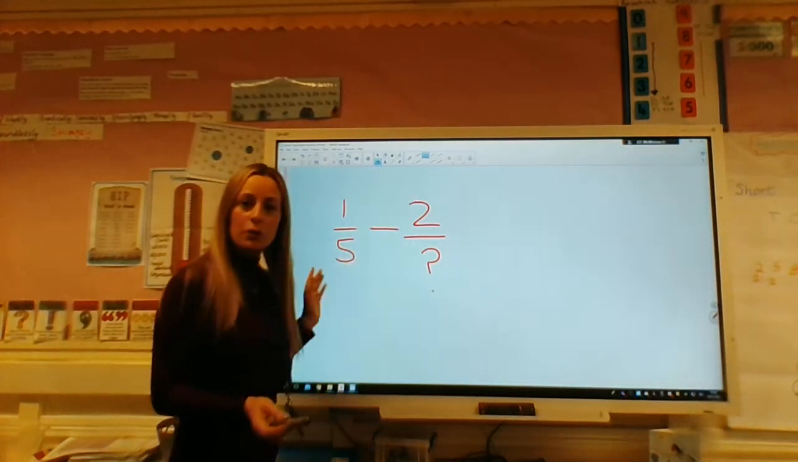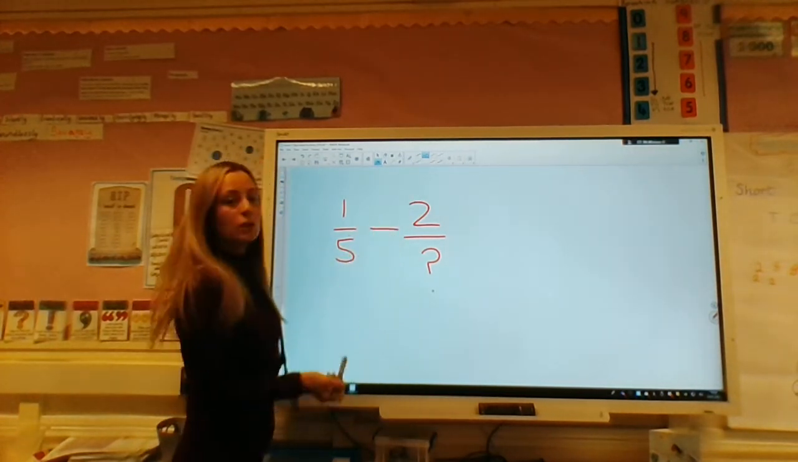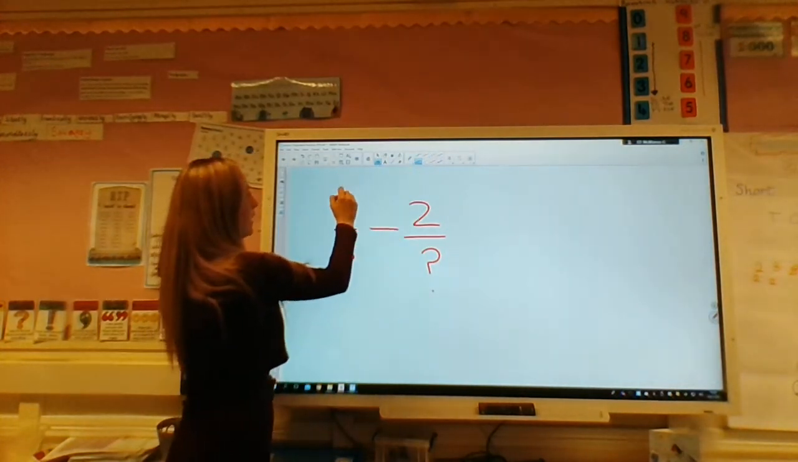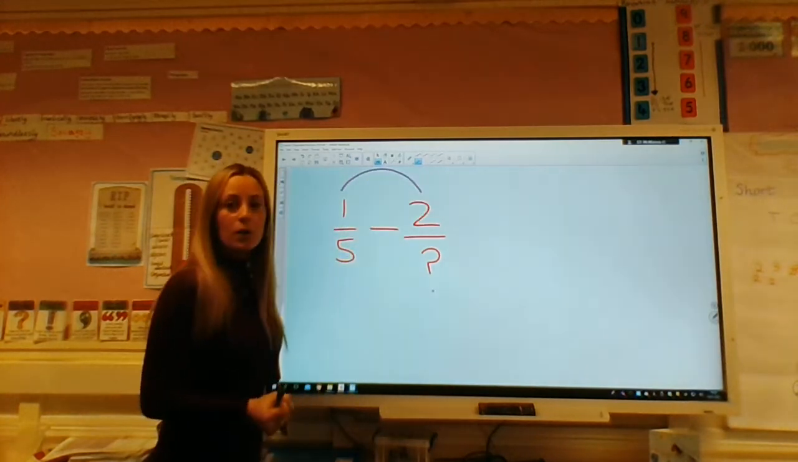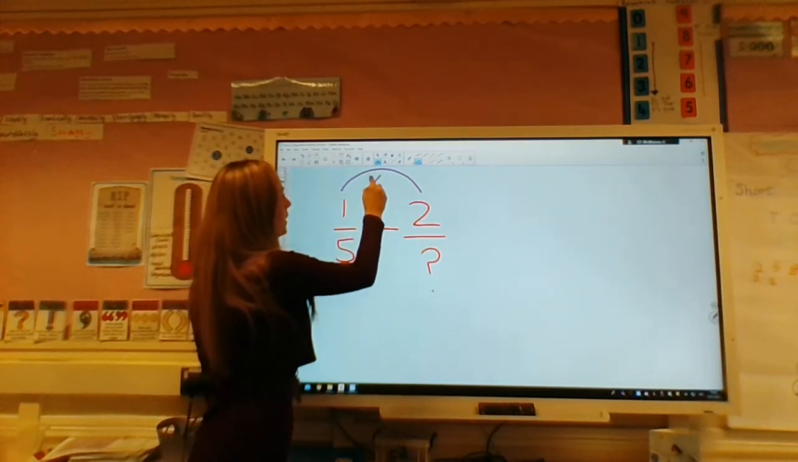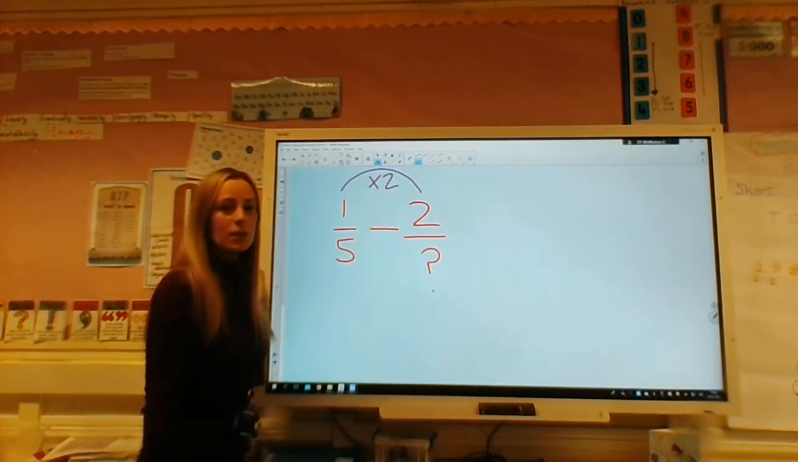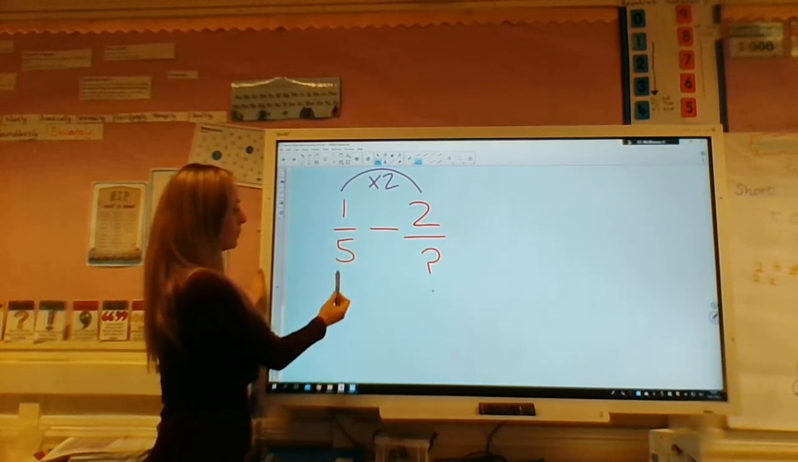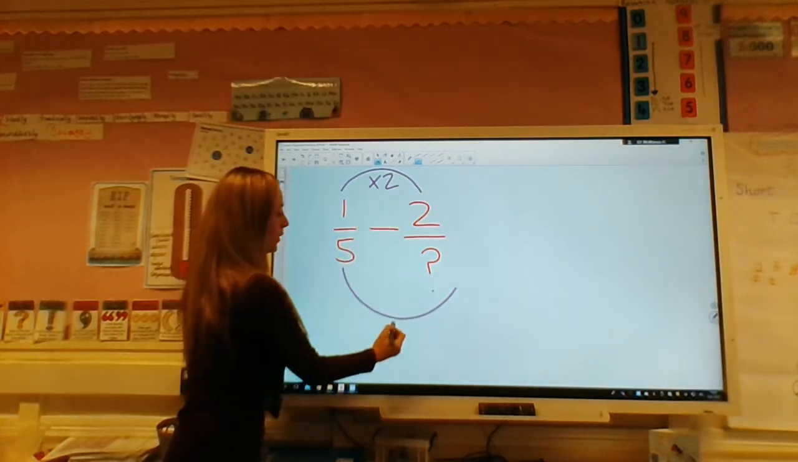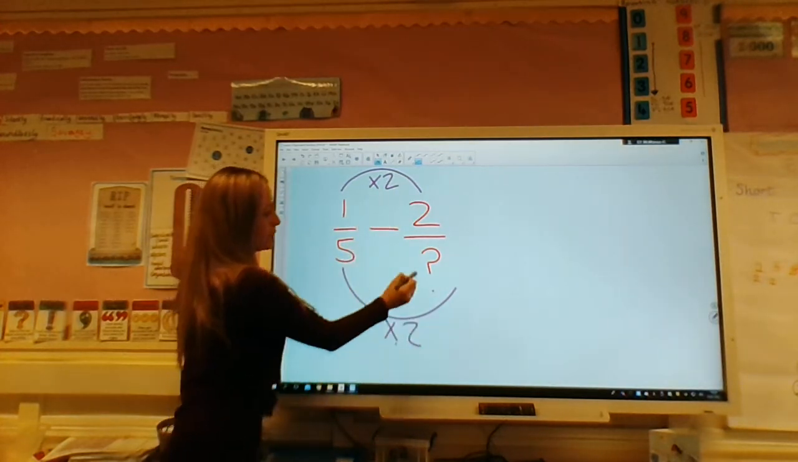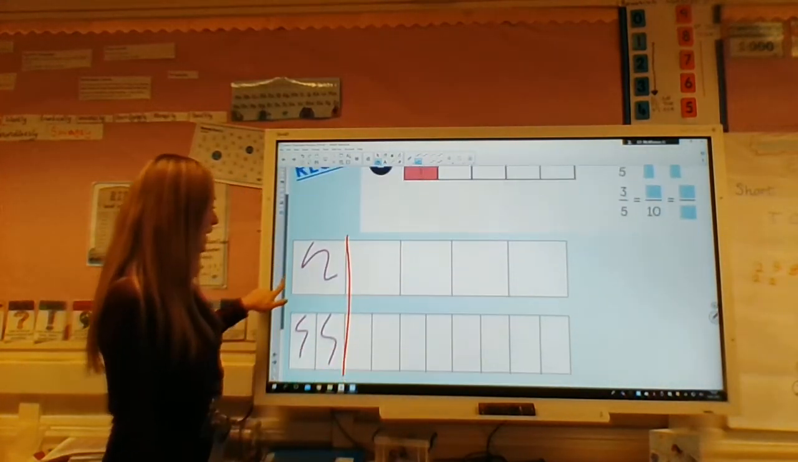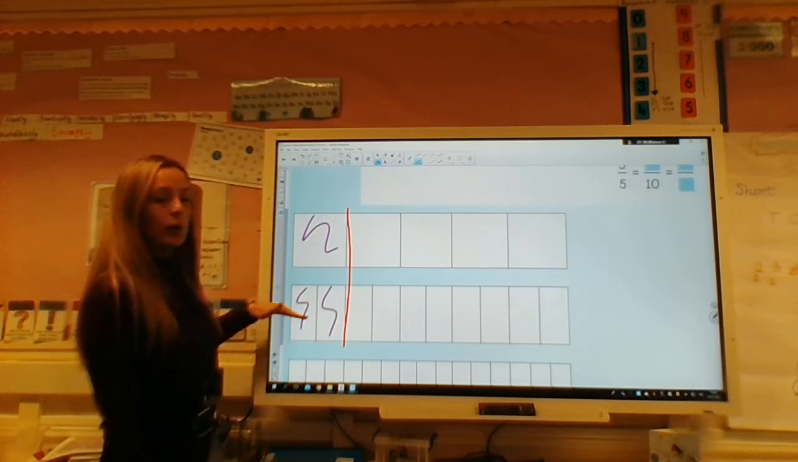So remember the rule I told you about yesterday, whatever you do to the top, you do to the bottom, or whatever you do to the bottom, you do to the top. So here, I can see that to get from 1 to 2, I'd use my 1 times table. So how many 1s are in 2? 1, 2. So 1 has been multiplied by 2 to get to 2. So all I need to do here is multiply the bottom number, the denominator, by 2, because that's what I've done to the numerator. So 5 times 2 is 10. And then back to the picture, you can see that pictorially they are equivalent fractions.